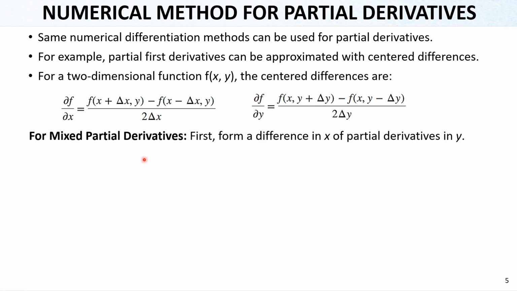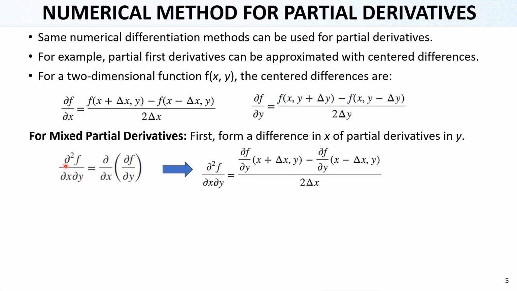For mixed partial derivatives, first form a difference in x of partial derivatives in y. So first try this, for instance. Once you take the derivative, then try this. So this mix means we have the derivative both with respect to x and y, as you can see here. We need this too. So first take the derivative for this one, for instance, then for x. Simply it becomes like this.